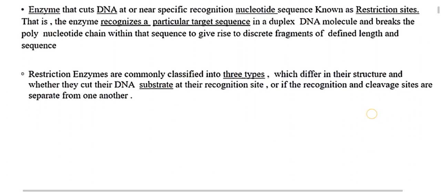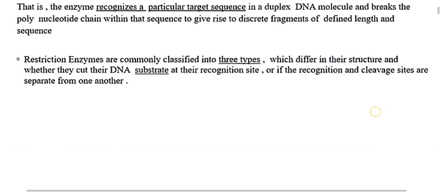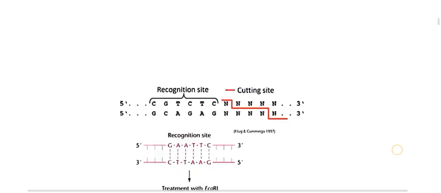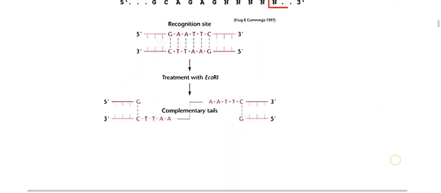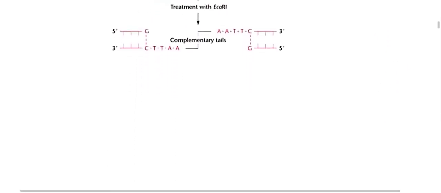Restriction enzymes are commonly classified into 3 types, which differ in their structure and whether they cut their DNA substrate at their recognition site or if the recognition and cleavage sites are separate from one another. Recognition site, cutting site. Treatment with EcoRI, complementary tails are formed.